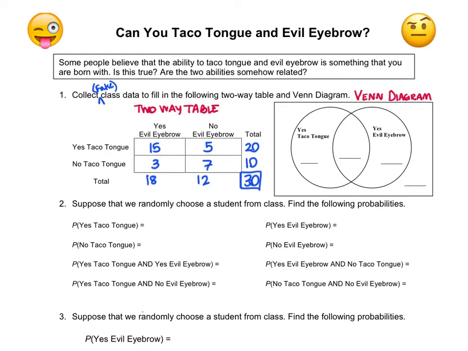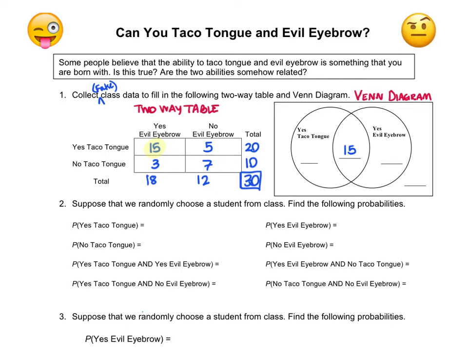On the two-way table, the both is represented by the 15. And so our sets, which are representing on the left-hand side the people who can do taco tongue, and on the right-hand side the ones who can do evil eyebrow, the intersection of our sets, sometimes they call it the football area. Anyhow, that is where we represent both, where these two sets overlap.